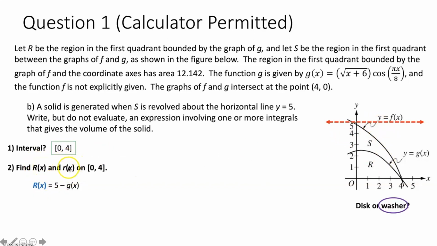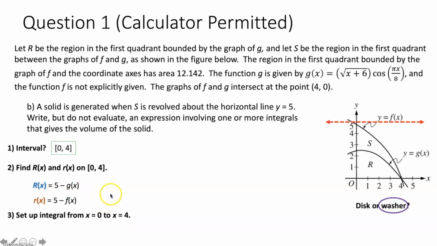Now we need to find our inner radius. So our inner radius, or lowercase r of x, is going to be the distance from our axis of revolution to the function that is closest to the axis of revolution, which in this case would be f of x, this function. So how do we find this distance right here? Well, we take whatever is greater and subtract whatever is lesser. In this case, our axis of revolution is greater than our function, f of x. So to get this distance for our inner radius, we just take our axis of revolution, 5, and subtract our function, f of x.